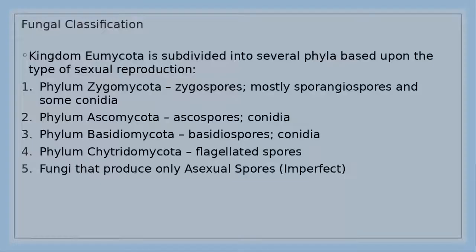Now, based on this sexual spore, fungi can be classified into several phyla. Remember after kingdom, there will be phylum. So there are five phyla of kingdom fungi. The first one is called the phylum Zygomycota. From the name, you should be able to guess this phylum will produce zygospores. They also produce sporangiospores.